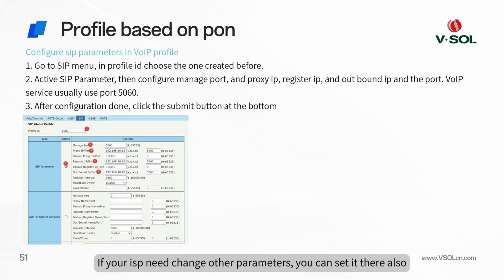Here the example SIP server is 192.168.10.10 and server port is 5060. After configuration is done, click the Submit button at the bottom.